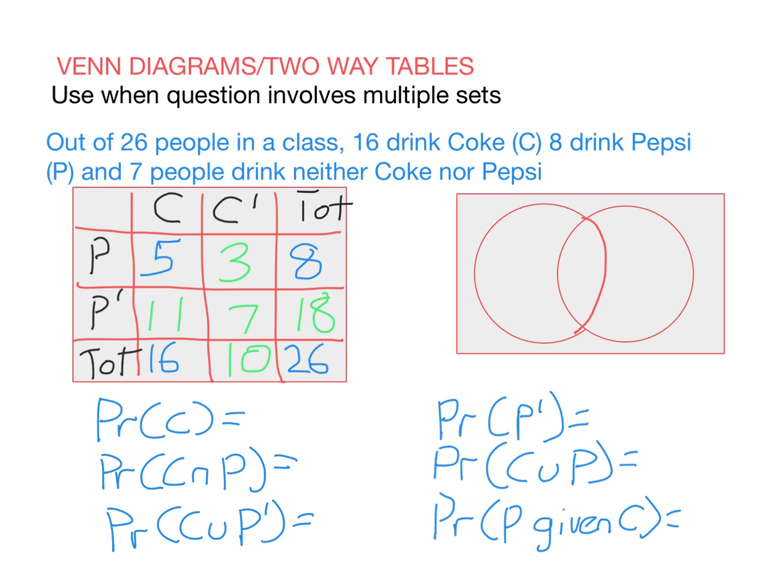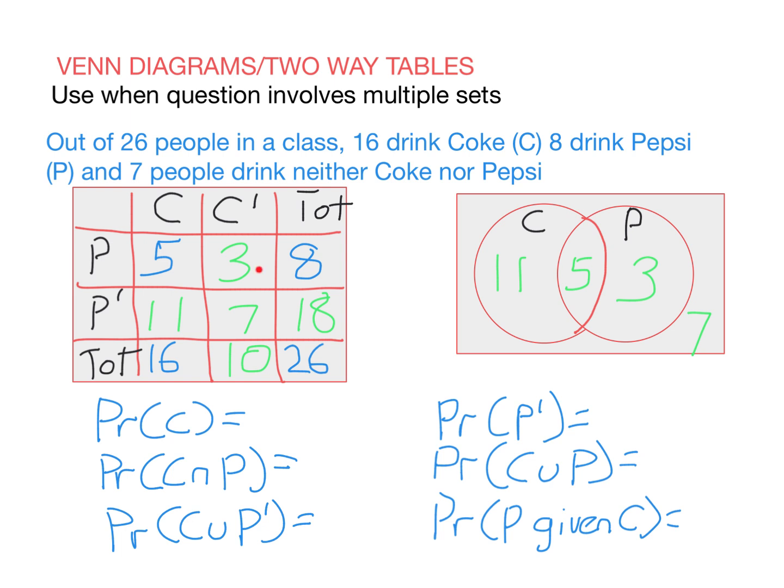So we could have just as easily displayed this information in a Venn diagram. For a Venn diagram, you always have a rectangle and 2 circles inside. The 2 circles are for the 2 sets. So here the sets are people who drink Coke, people who drink Pepsi. So the 5 who drink both go in the middle. Over here, we have 11 people that drink Coke but not Pepsi. We have 3 people that drink Pepsi but not Coke, and 7 that drink neither. Notice that the 4 numbers here in the two-way table are the same as the 4 numbers in the Venn diagram because they display the exact same information.